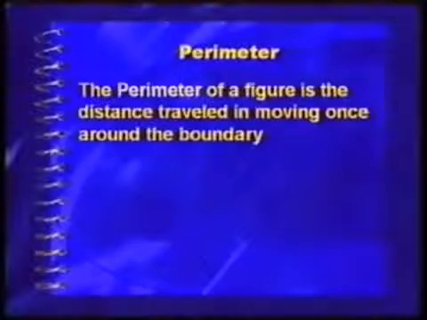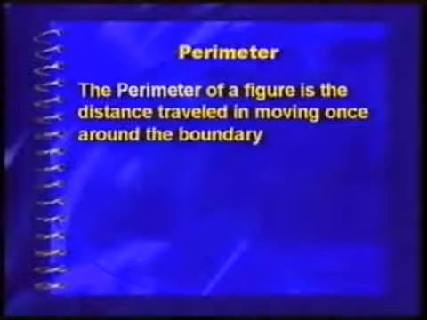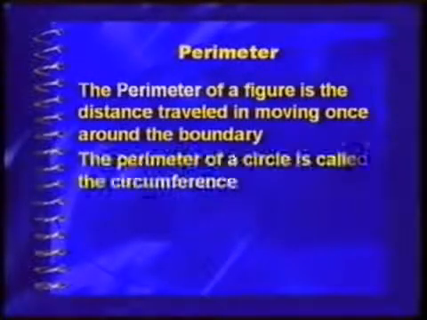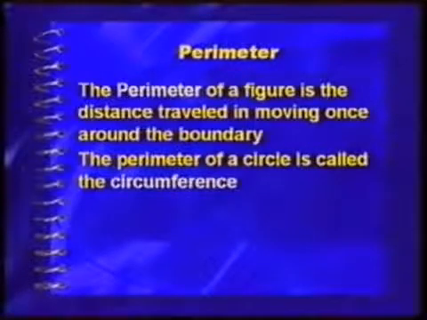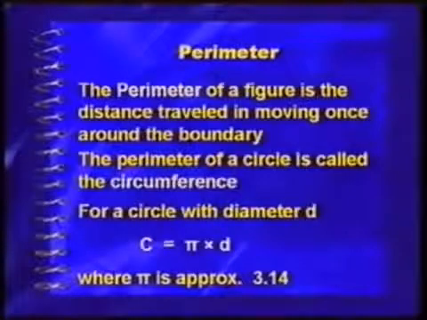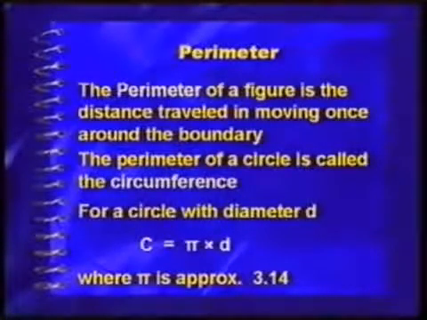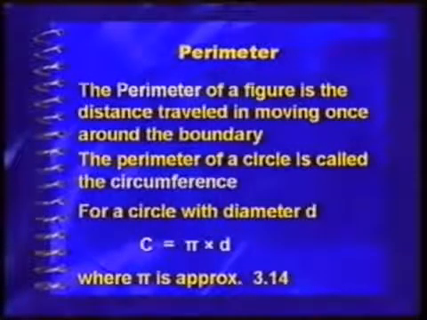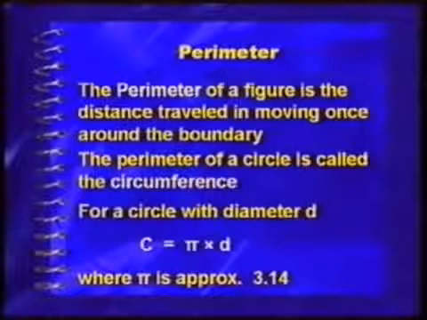The last topic in this program deals with perimeter calculations. Now, perimeter is simply the outside edge of a particular figure. Officially then, it's the distance traveled in moving once around the boundary. Now, for a circle, that perimeter is called the circumference. And it's got a special formula which you have seen before. It's pi, which is about 3.14 times the diameter. Let's get straight into a few problems, some easy ones first and then some more difficult ones.